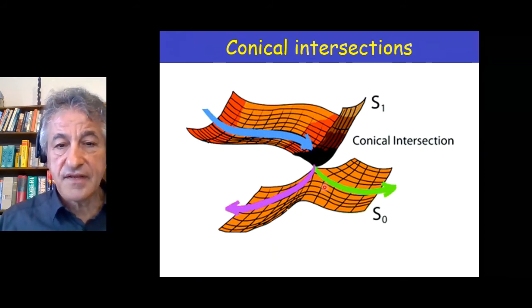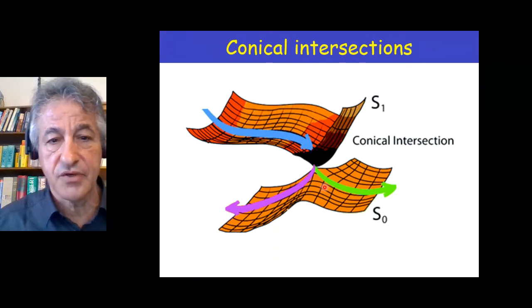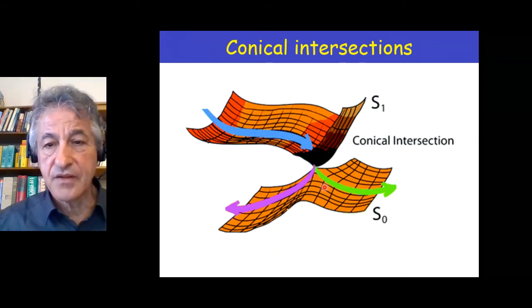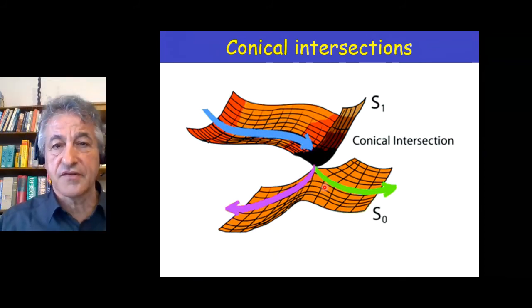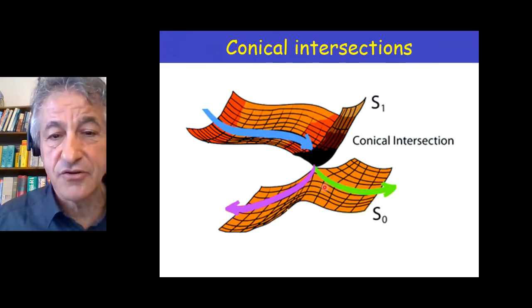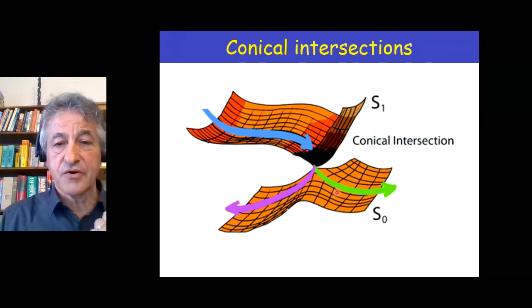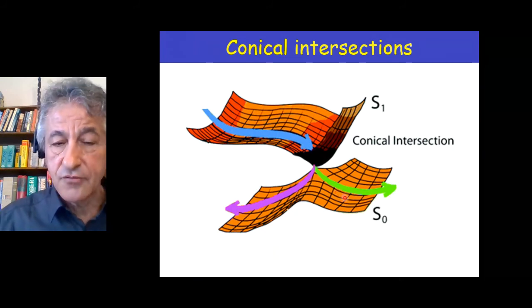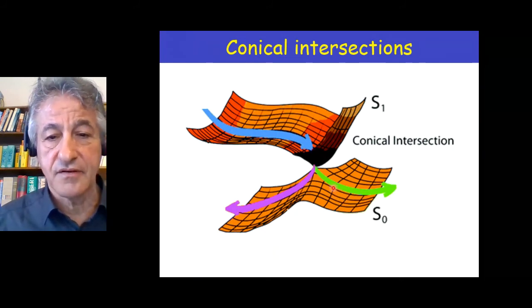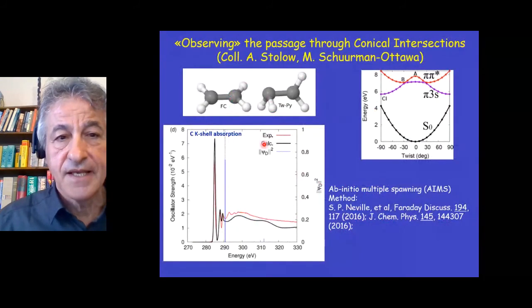Paradoxically, even though this is now the universally accepted concept for explaining molecular photophysics in polyatomic molecules, the actual observation of a conical intersection, as far as I can tell, has never been done. I mean, no one has seen the passage through a conical intersection. And there are different schemes being proposed, and I'm going to tell you about one which we believe is probably a very simple one, though not yet implemented.